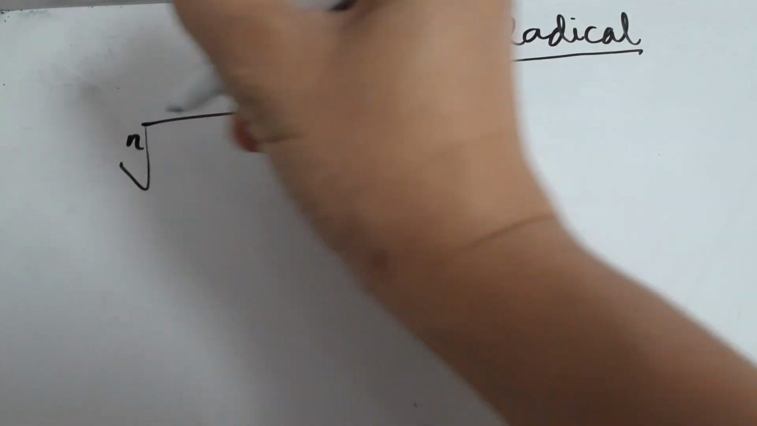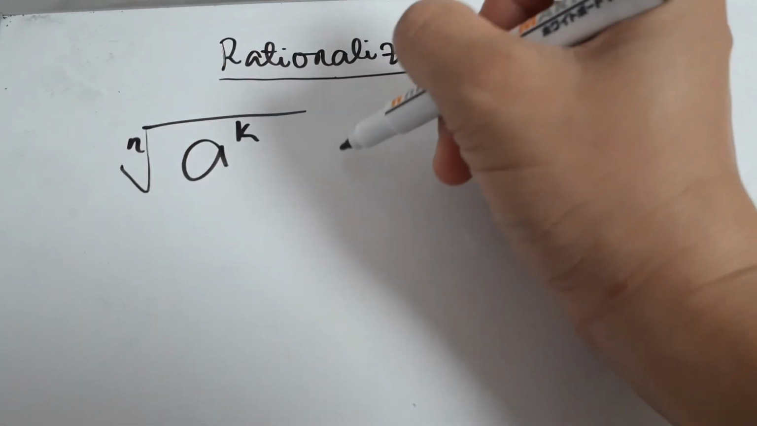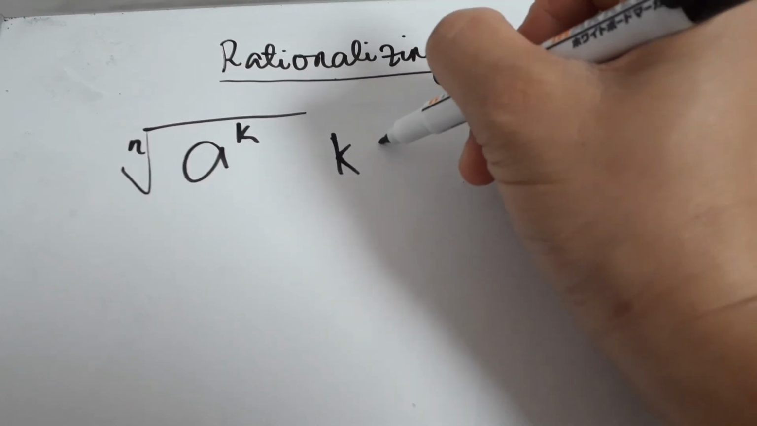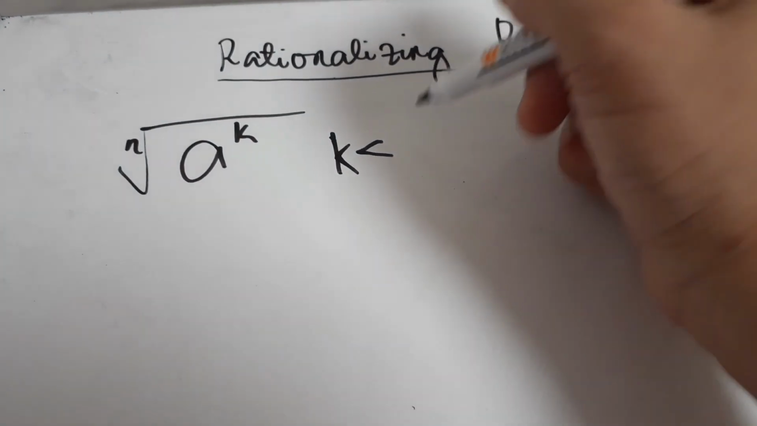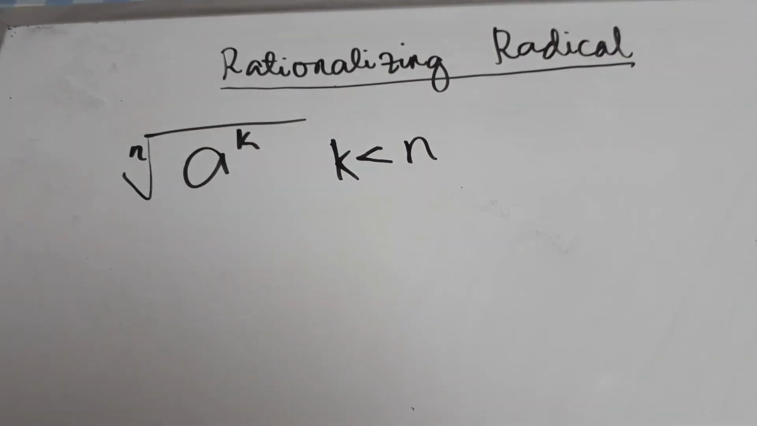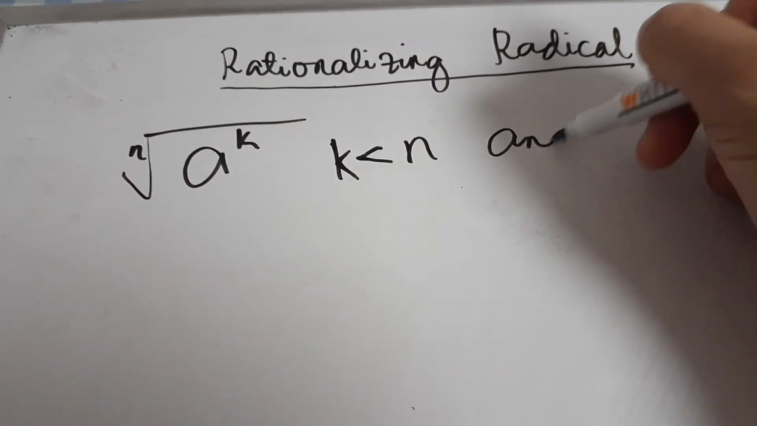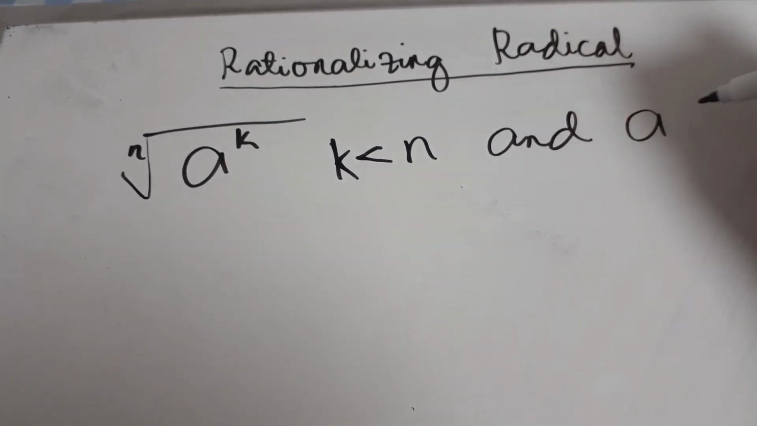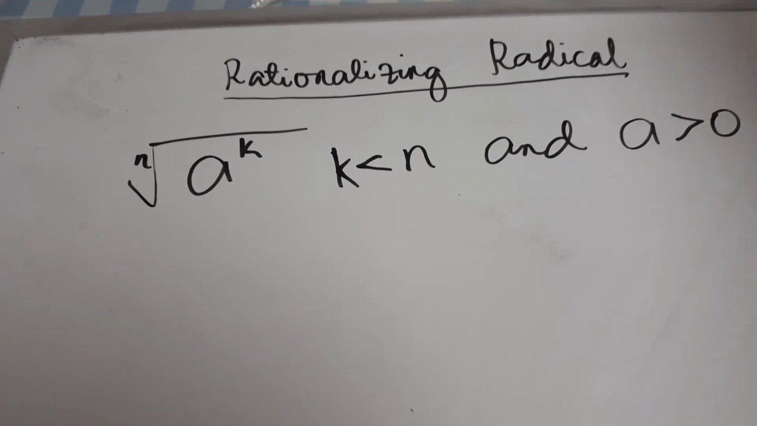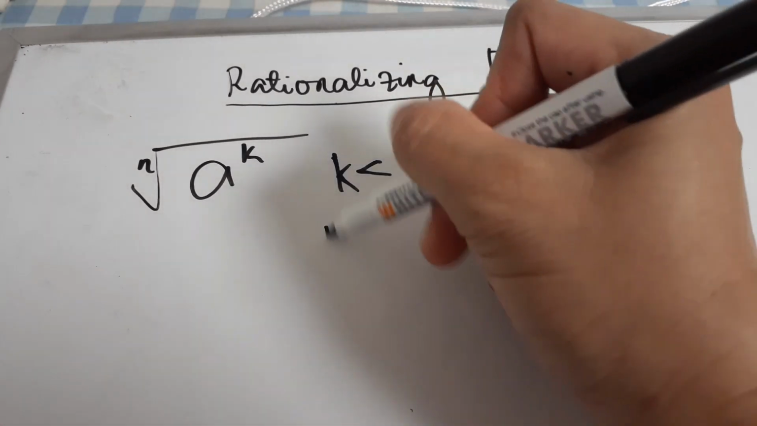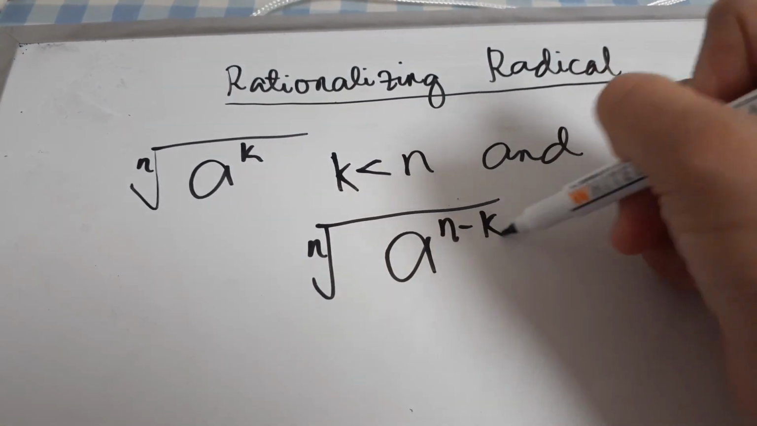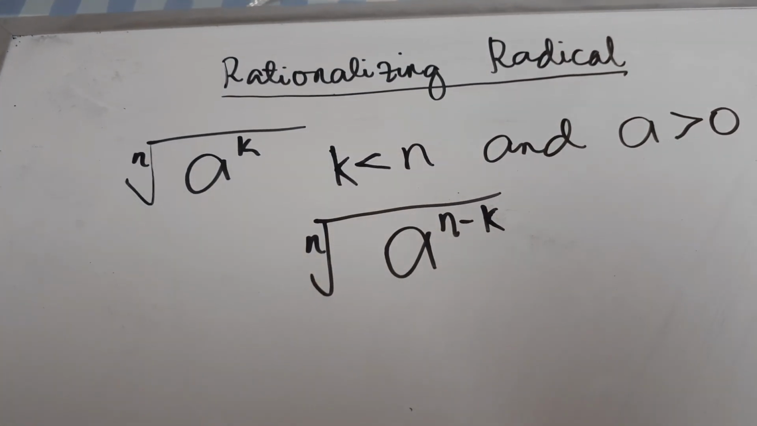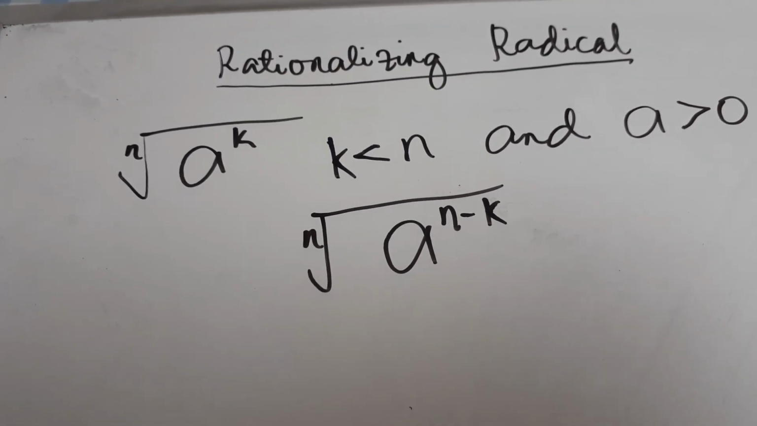If the denominator of a quotient contains factors of the form nth root of a to the k power, where k is less than n, and a is greater than 0, then multiplying the numerator and the denominator by nth root of a to the n minus k power will eliminate the radical from the denominator.